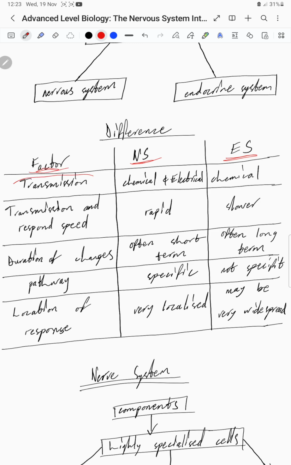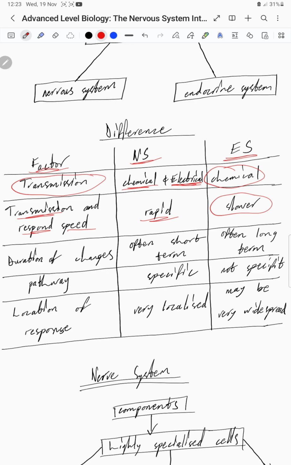Factor number one, transmission. In the nervous system, you use chemical transmission or electrical transmission. Then the endocrine system uses chemicals. And then going on to transmission and response speed: in the nervous system it is rapid, and in the endocrine system it is slower.